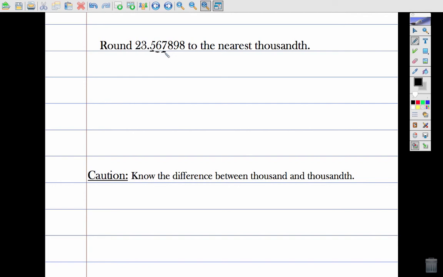We know I'm going to round my 7, and to do that I need to look at my next place value, which is 8 here. And my 8 is bigger than 5. 8 is greater than 5, so I'm going to round up. So my new number is going to be 23 and 568 thousandths. So we always find our position, and then we look at our next number to round up, or if it's lower, we can round down.